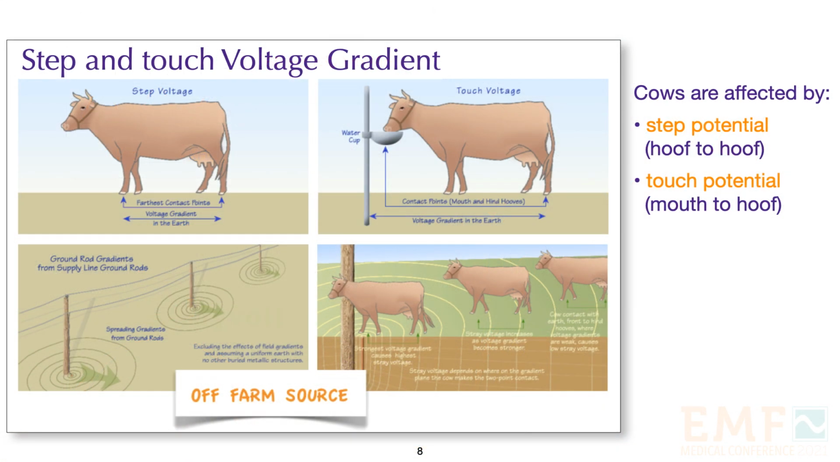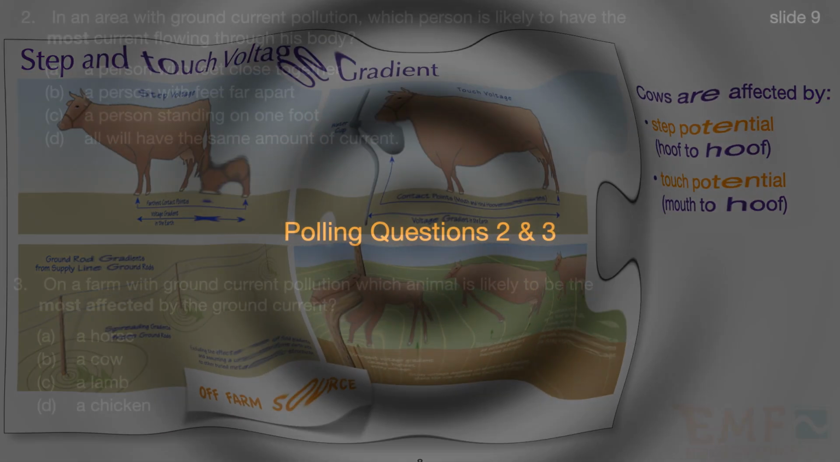Cows are affected by step potential, hoof to hoof, and touch potential, mouth to hoof. The greater the potential difference between body parts in contact with the ground or an object, the greater the pressure and the greater the flow of electrons.